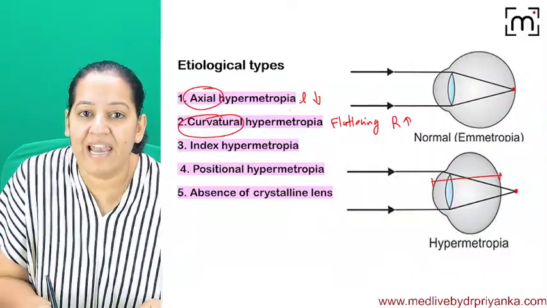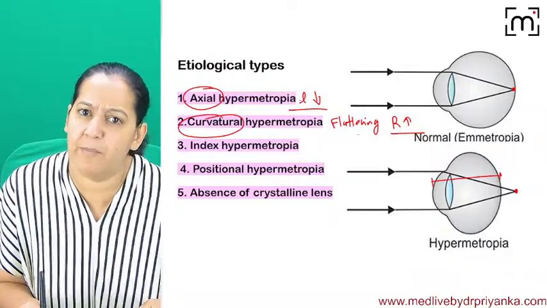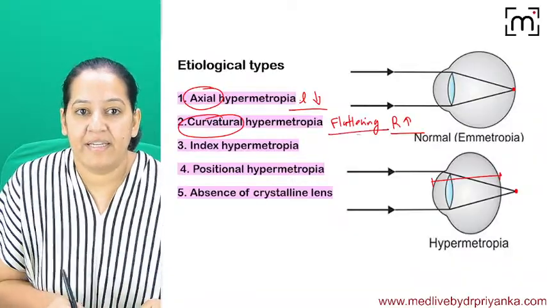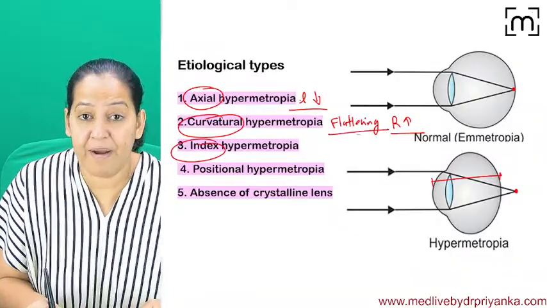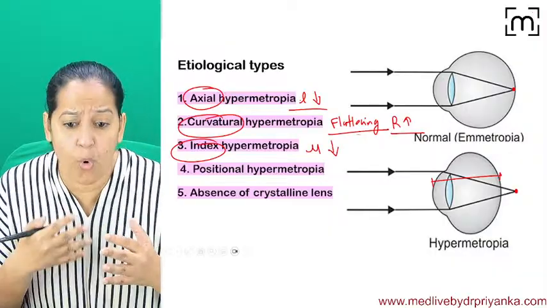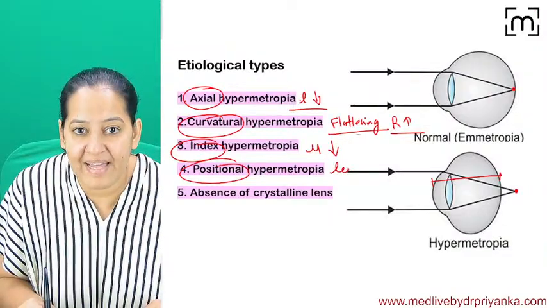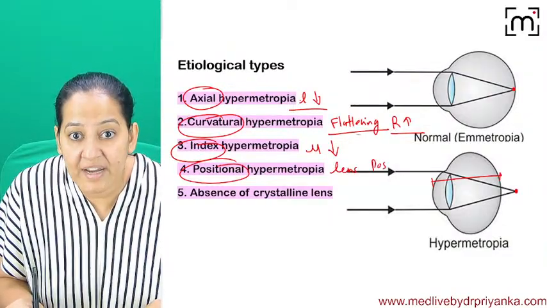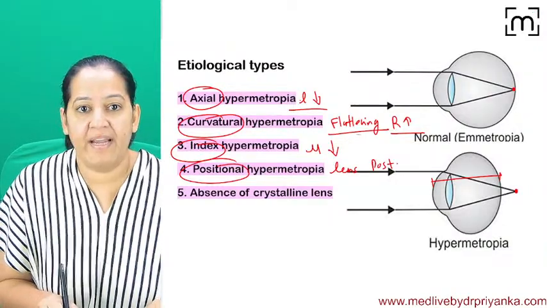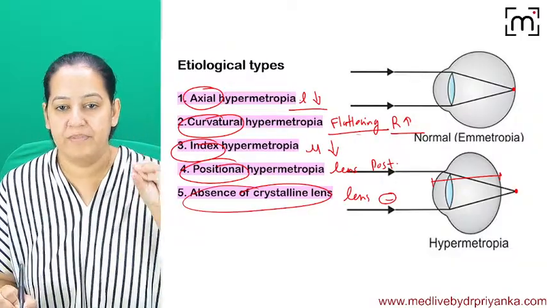So here the length is reduced, here the radius of curvature is increased, that is, the lens or cornea, any of them or both of them get flattened. And here in index hypermetropia, the mu of the lens got reduced because of some disease, old age, sclerosis, diabetes. Here in positional hypermetropia, the lens got posteriorly displaced. And here, absence of lens, the lens is absent. These are the 5 types.